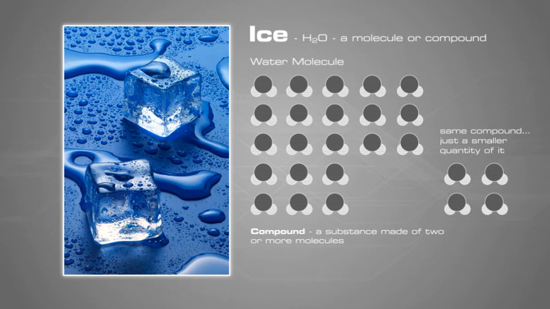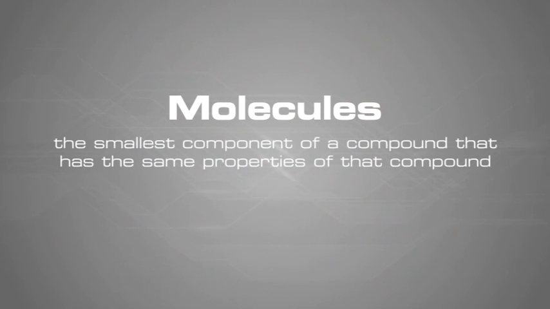We can break the compound down into a smaller compound, but it still remains the same compound made up of the same molecules, just on a smaller scale. Molecules are then the smallest component of a compound that has the same properties of that compound.